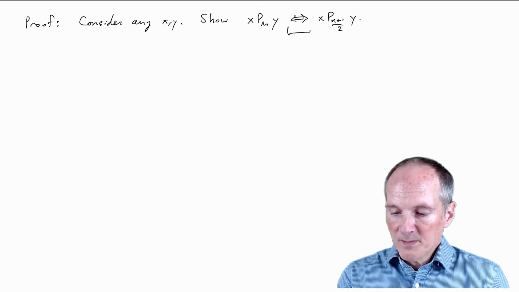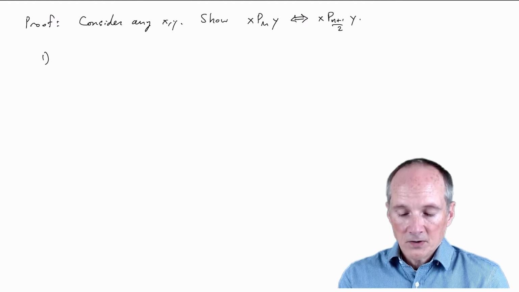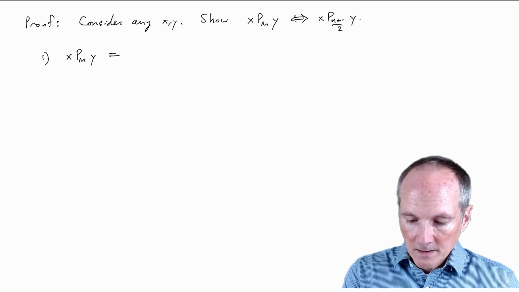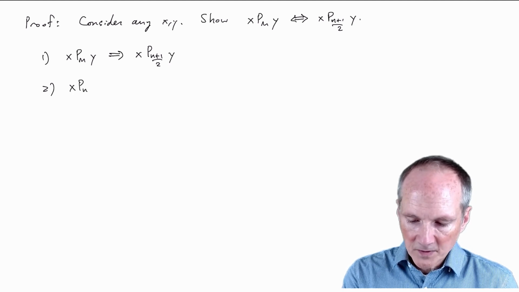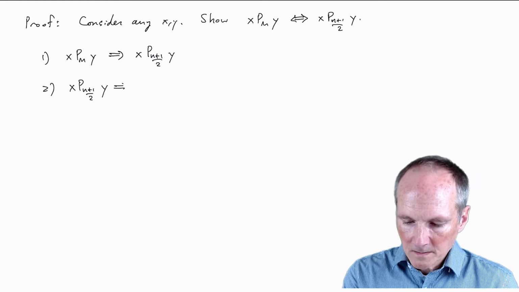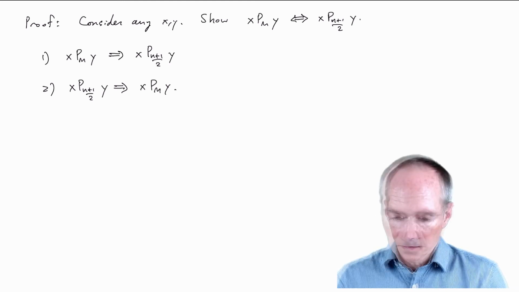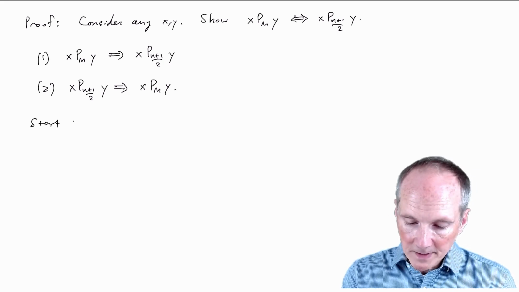Now, when I write a biconditional like that, it's really combining two conditional statements. One of them is that if x beats y, then this median voter prefers x to y. And the other is the reverse conditional, which is if the median voter prefers x to y, then x is majority preferred to y. Okay, so to prove this theorem, we have to prove both of these conditional statements. So I'm going to start off with two, actually.